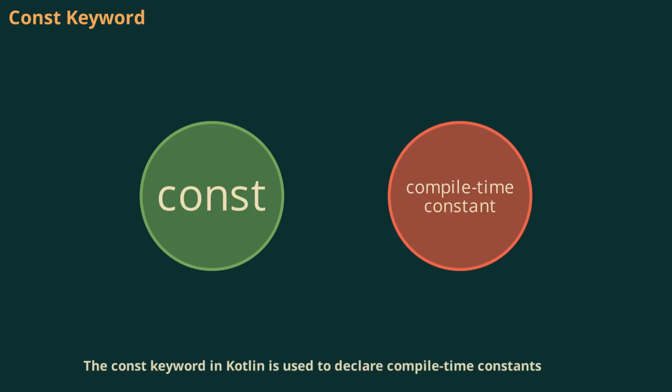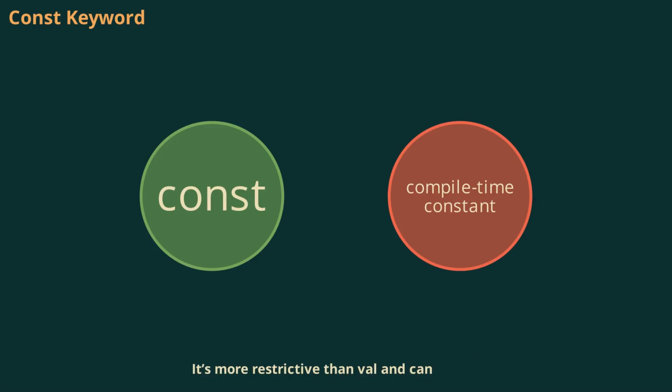The const keyword in Kotlin is used to declare compile-time constants. A variable declared with const val must be assigned a value at the time of declaration and cannot be changed afterward. It's more restrictive than val and can only be used with primitive types and strings. Const is ideal for values that should never change, such as configuration constants or static values. Using const ensures that these values are embedded directly into the compiled code, improving performance and reliability.